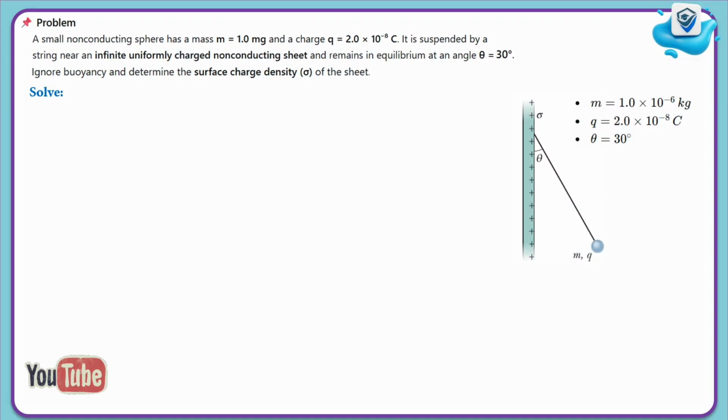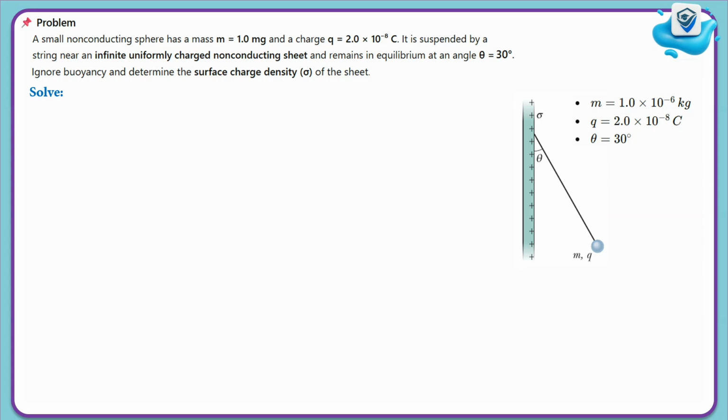Hello everyone. Let's solve another important and frequently asked Gauss's Law exam problem. If we look at the problem, a small charged sphere with mass 1.0 milligrams and charge 2.0 times 10 to the power of negative 8 coulombs is suspended by a string near an infinite uniformly charged sheet. The sphere is in equilibrium, and the string makes an angle of 30 degrees with the vertical. Our goal is to determine the surface charge density, sigma, of the sheet.